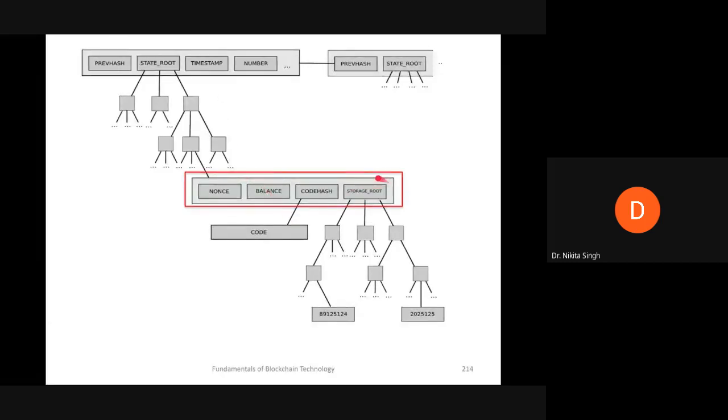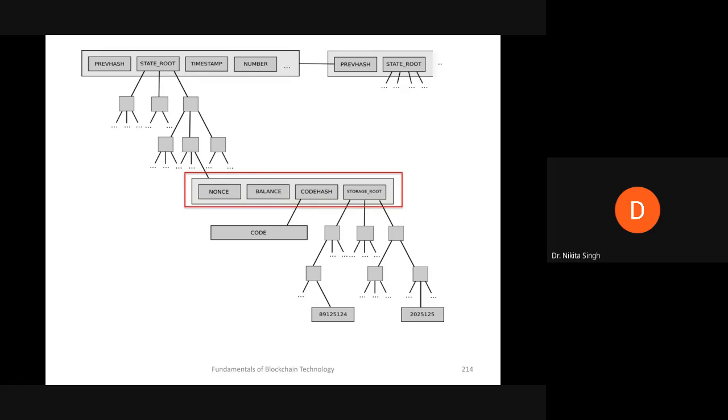So we have already seen the storage root. By storage root, we mean all the information that has been associated with an Ethereum account. All that information is hashed and hashed and hashed until we get a root hash. Next, the third type of root hash that we need to get is the transaction root hash.